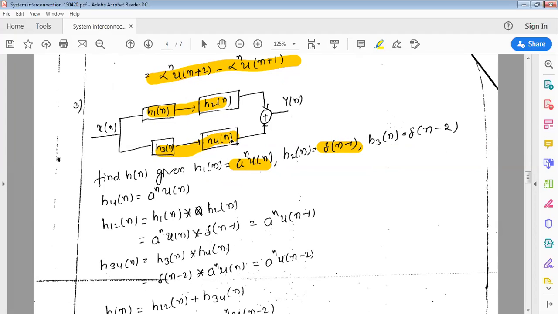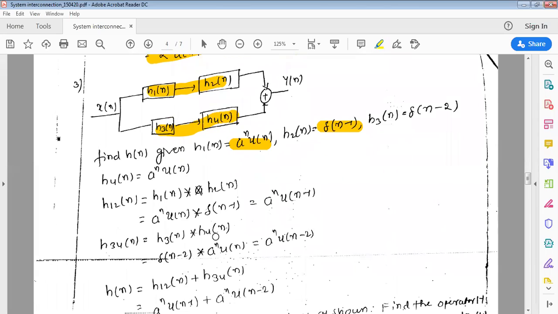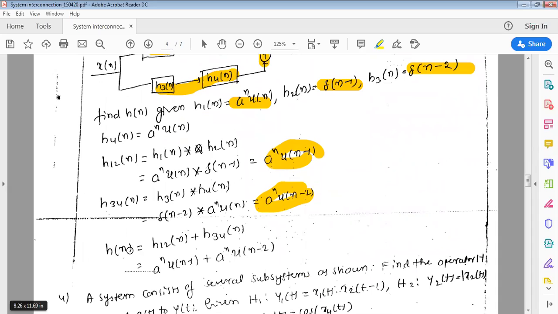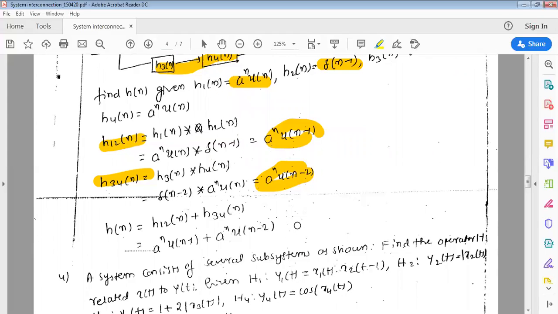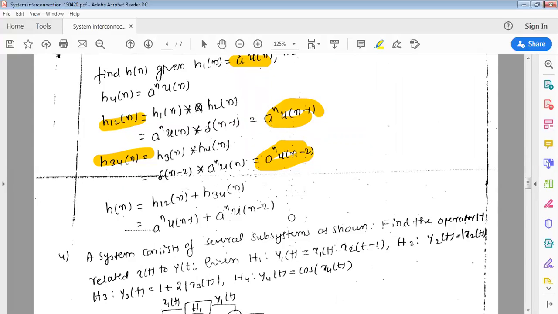Similarly, h34 of n is nothing but h3 of n convolved with h4 of n. What is your h3 of n? Delta of n minus 2, convolved with what is your h4 of n? a power n u of n. That gives me a power n into u of n minus 2. So I got h12 one answer, h34 one answer. So finally what I am doing? I am adding them. h of n is equal to h12 of n plus h34 of n, that is equal to a power n u of n minus 1 plus a power n u of n minus 2. This solves your problem. Any doubt here?